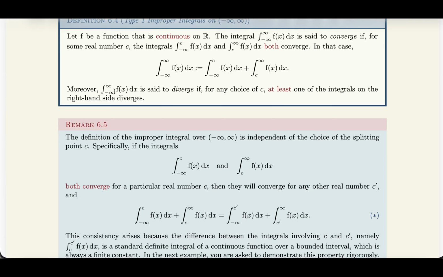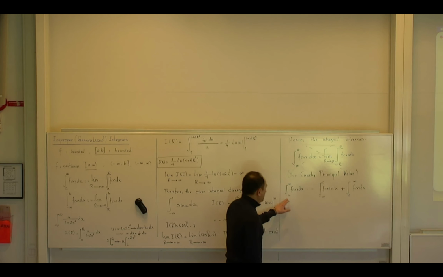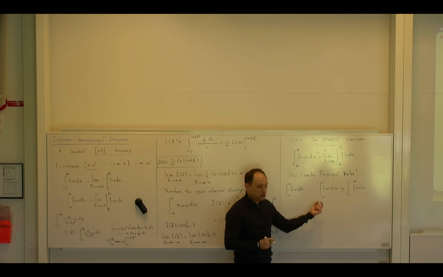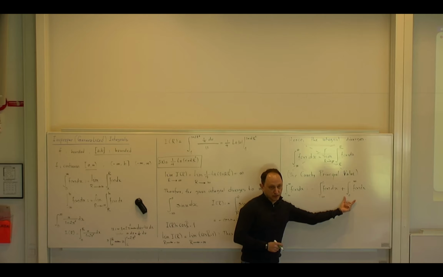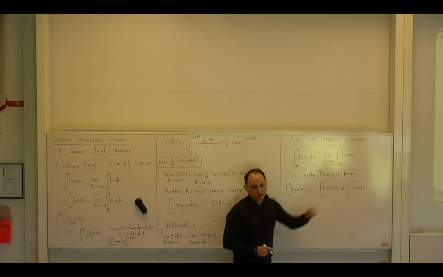Okay, and moreover, this integral is said to diverge if this does not happen, meaning that for any choice of c, at least one of these two integrals on the right hand side diverges. So I hope that you agree this is a subtle definition. The definition tells you that we say that this integral converges if you can find one c for which both of these integrals converge, and then of course in that case you would say that this number is equal to the sum of those numbers.